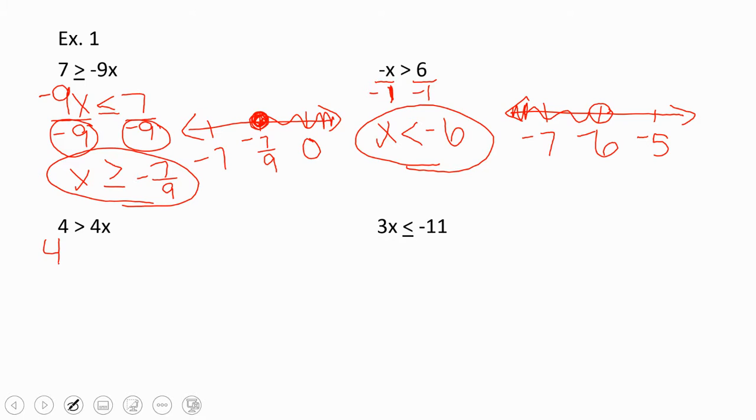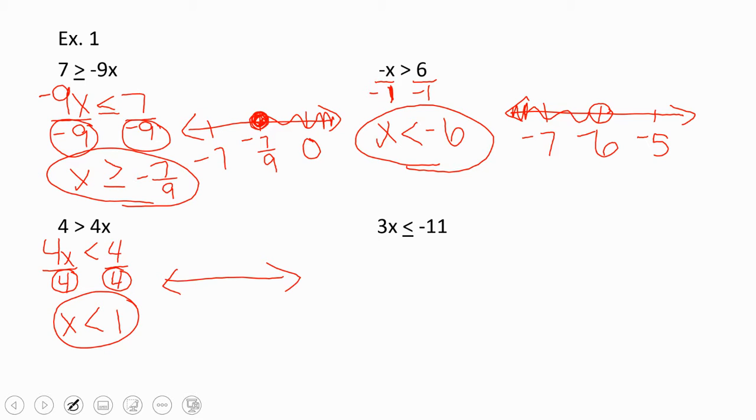I'm going to flip it so my variable's on the left. 4 times x, so I need to divide both sides by 4. 4 divided by 4 is 1x. 4 divided by 4 is 1. I divided by a positive here, so I'm going to keep my sign the same. And graph it. This is less than, so open circle, less than.